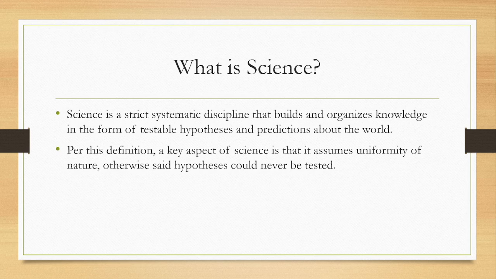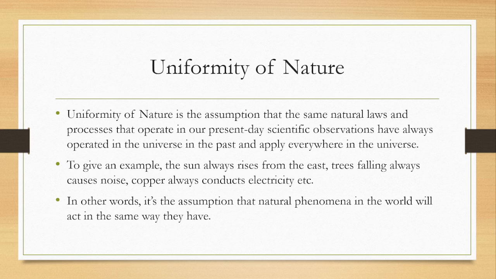A key thing we need to understand about science is that it assumes what we call uniformity of nature in order to test certain hypotheses, make observations about the universe, and make conclusions about the world. So what is uniformity of nature? It's the assumption that the same natural laws and processes that operate in our present-day scientific observations will operate in the same way as they have in the past. In other words, the future will be like the past. The future resembles the past in this way.